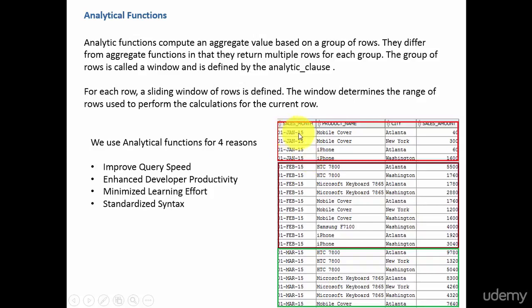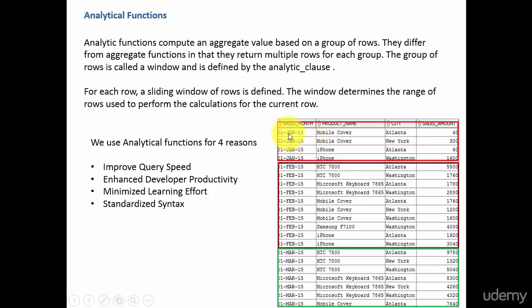So you can take each row, and for each row you can define your window. That window determines the range of rows used to perform the calculations for the current row. For example, I want to take the first row and just display the sum of sales amount for that month. Then my window is these 4 rows, right?